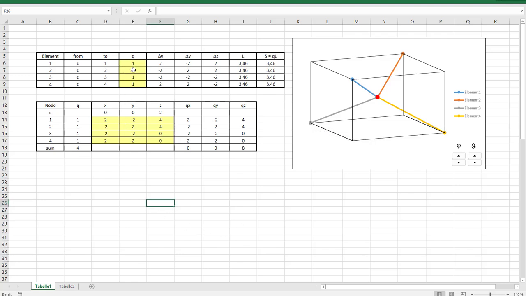Let's just modify the force density for member number 2. Let's take 2. And as a consequence, you see the pre-stress force now becomes larger here for the second element and just pulls the center node towards this element, let's say.